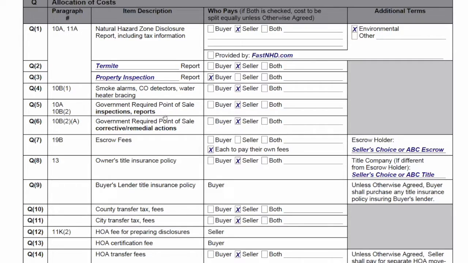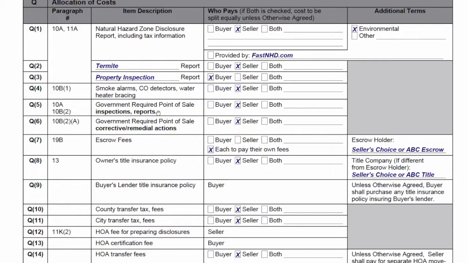Government required point of sale inspections and reports. This gets deleted a lot of times. I see where someone will counter this out, and agents ask, what does it mean? What are the implications if Q5 and Q6 have been removed? Or there's a counter that says the seller will not pay for items Q5 and Q6. And I tell them, well, basically, some cities require a point of sale inspection or even a report. And if there's a corrective action, typically it'll be unpermitted work that was done on the property. Well, the city is going to require that the seller gets permits or brings it up to code.